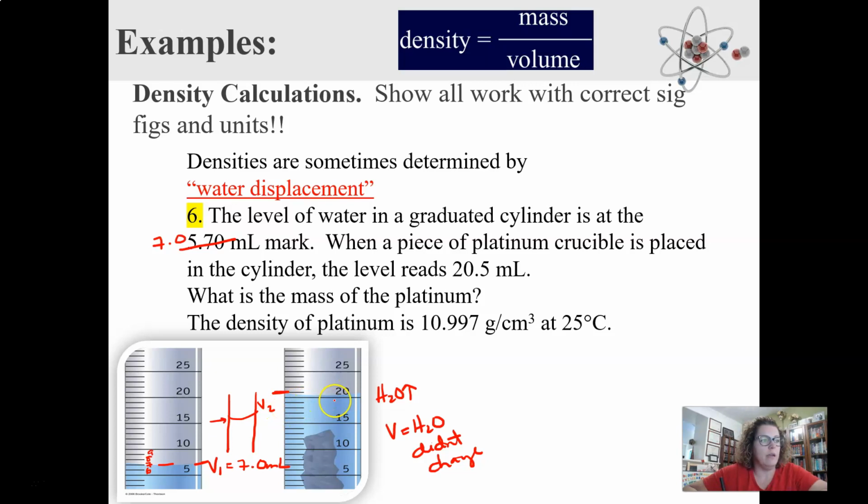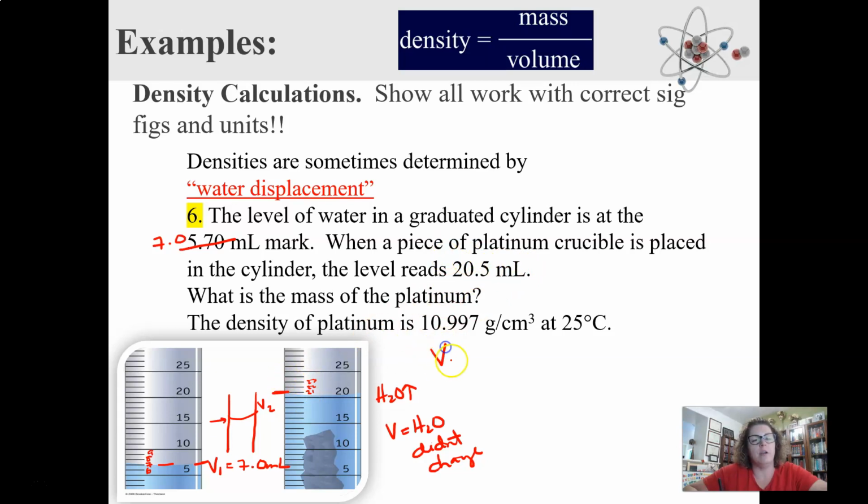I notice right here that it is definitely above 20. But first, make sure you see what it's counting by. So this is between 20 and 25. It looks like it's 21, 22, 23, and so forth. Now, this meniscus right here is not on the line, so it looks like it's between these two lines. So 20.5 looks like an accurate V2.